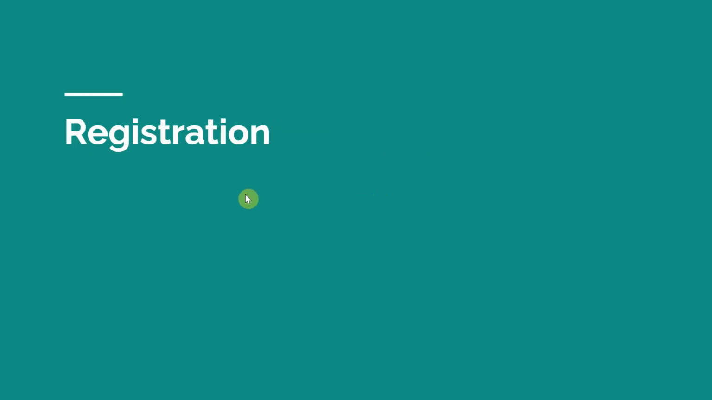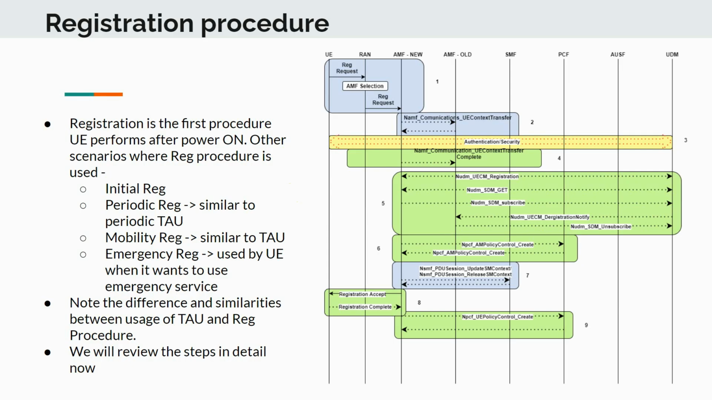The first call flow we will cover is the registration call flow. So, registration procedure. The registration is the first procedure the UE performs after power on, or in case it is coming from, say, a 4G coverage to a 5G coverage. In that case also, the UE will perform a registration message.